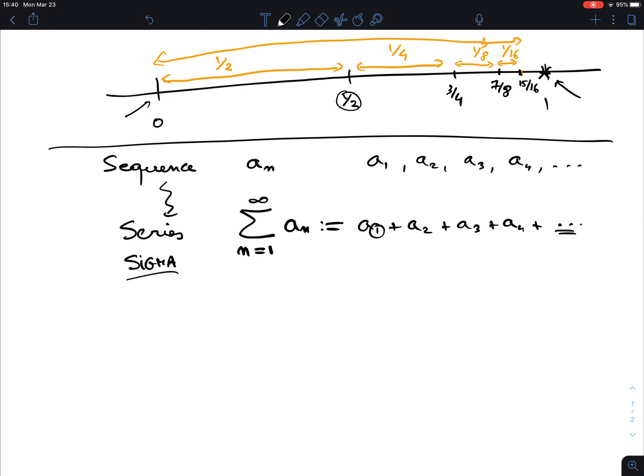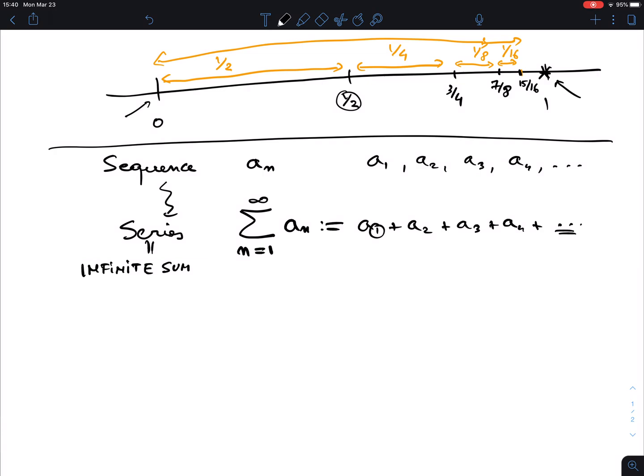In other words, another way of saying this, what it means is that a series is really just an infinite sum. That's what a series is. Now, how do you make sense of this?